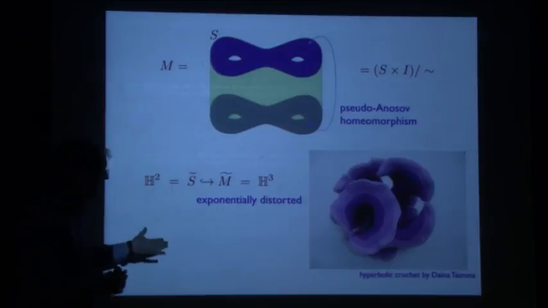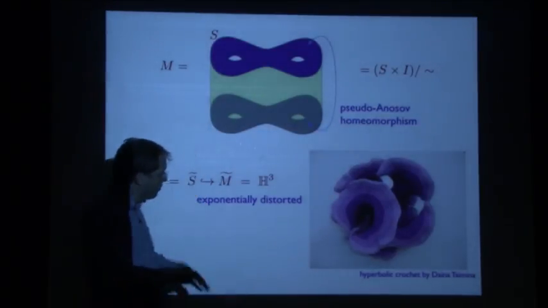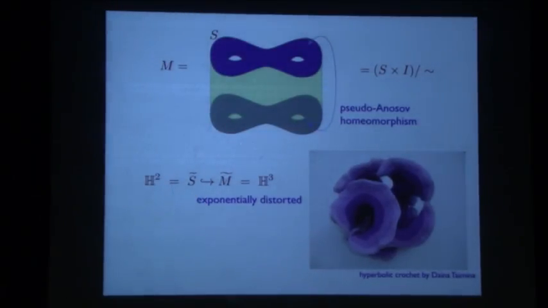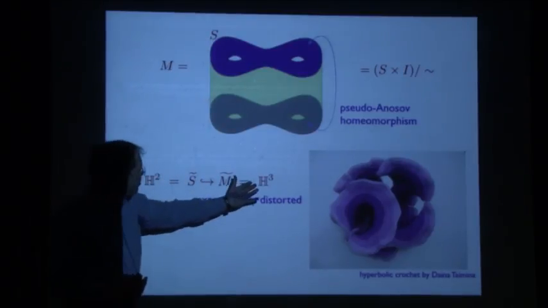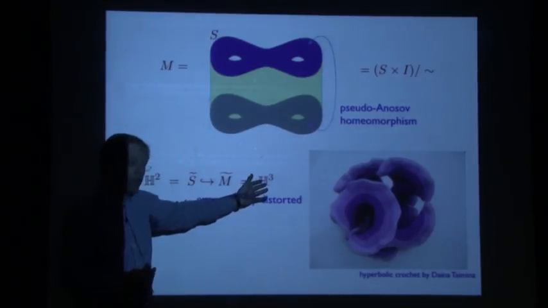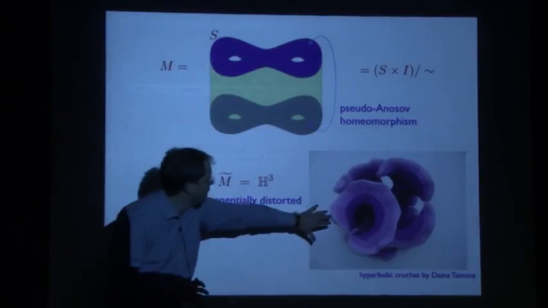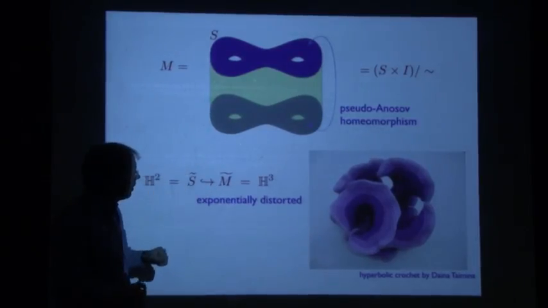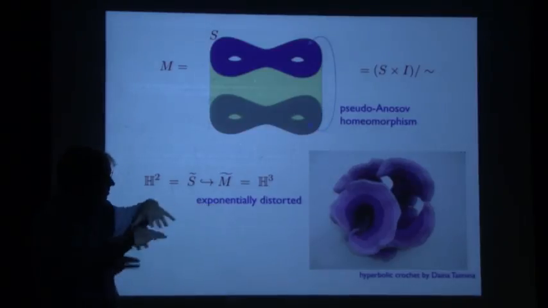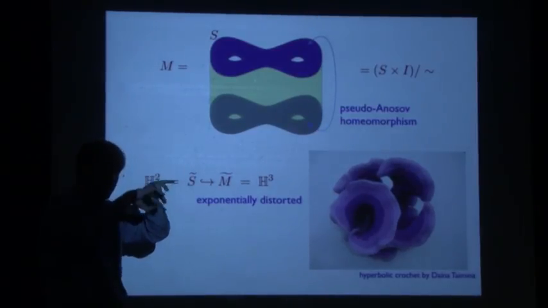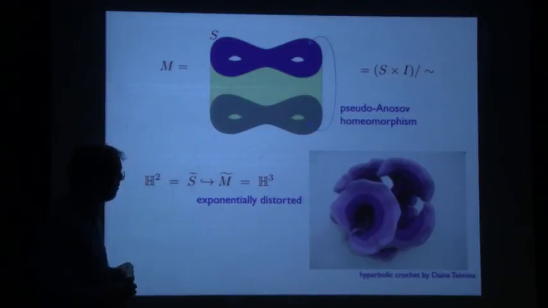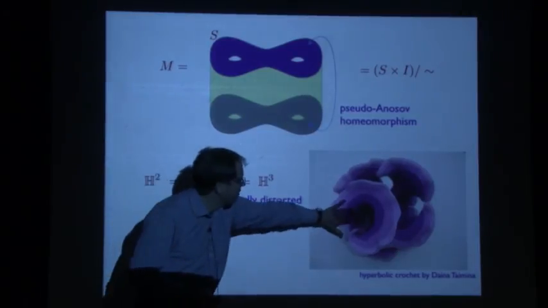Here's a small attempt. This is a hyperbolic crochet by one of my Cornell colleagues, Dinah Taimina. When I say this is sitting exponentially distorted, think of the 3-ball model of hyperbolic 3-space, and you've got this copy of the hyperbolic plane sitting inside it, and exponentially distorted means it folds back on itself heavily, curls up, it's sort of scrunched up in there, sort of like that.